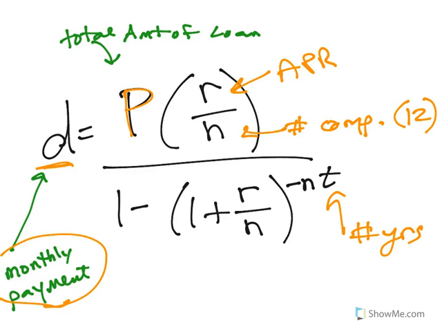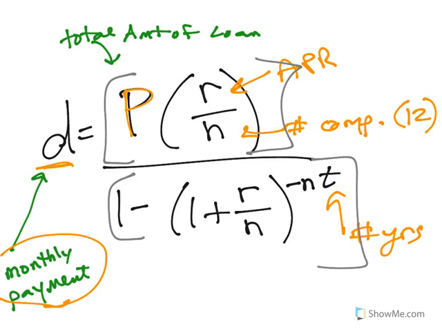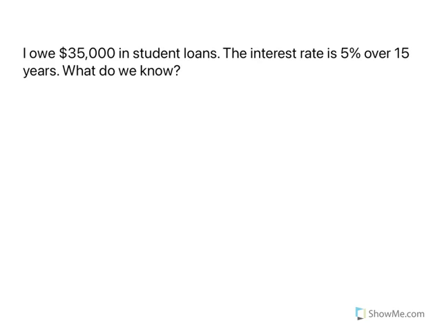So the monthly payment is P times the rate divided by 12, all of that divided by 1 minus the grouping of 1 plus R over N raised to the negative N times T. Now, the big thing is you have to do the numerator and denominator as separate pieces. Okay, so let's look at this example.